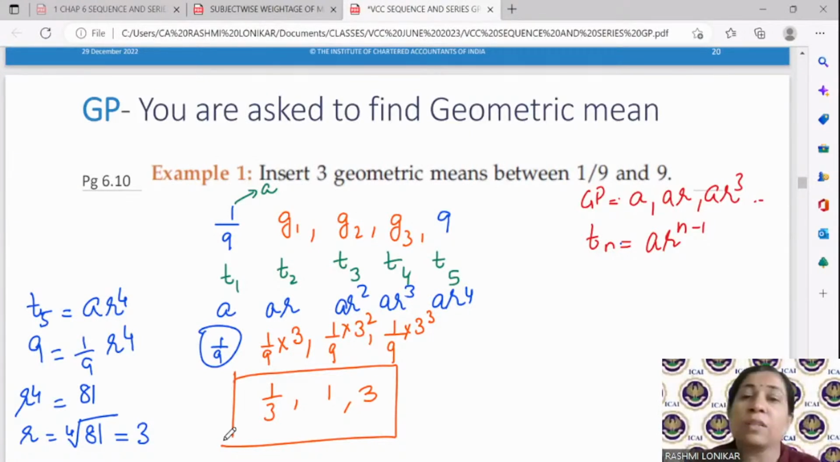So I use this. Using the last term that is given, that is 9, I find out that 9 is T5, which can be written as AR raised to 4. Using that, and I already have A, I find out the value of R. Once I know the value of R, I can easily find the three geometric means.